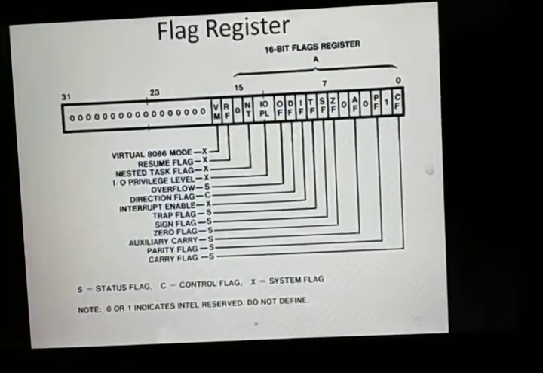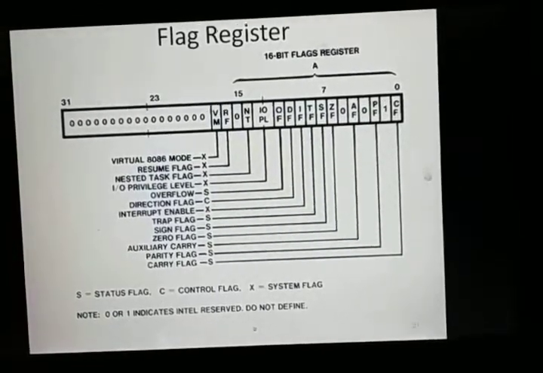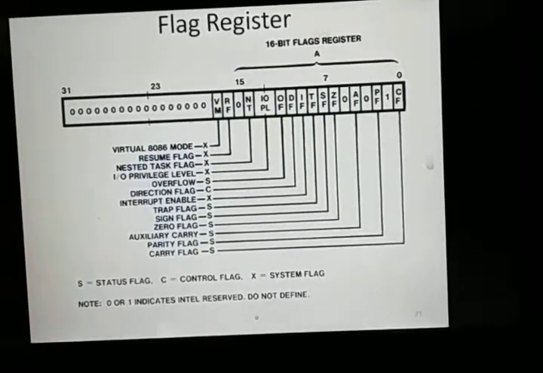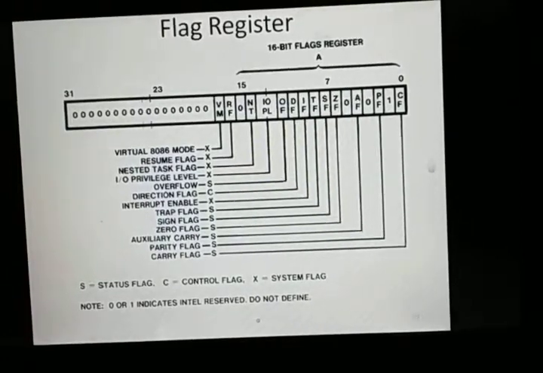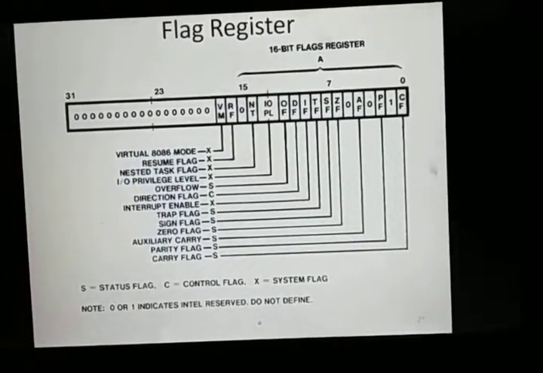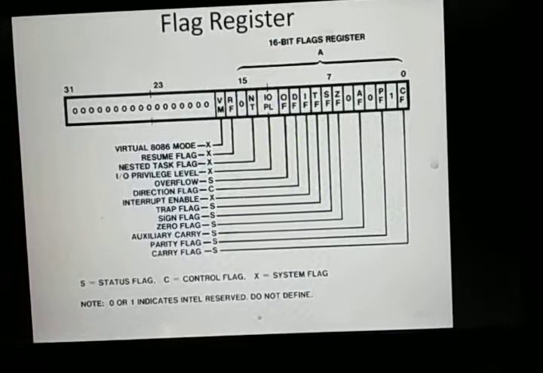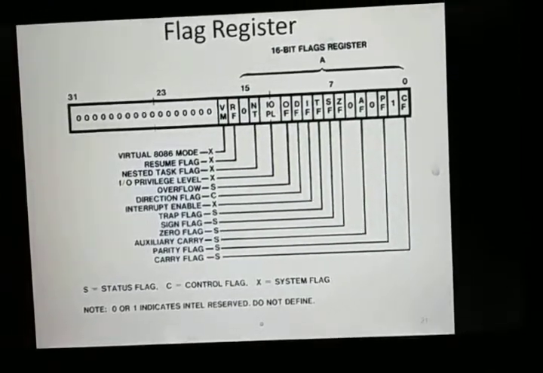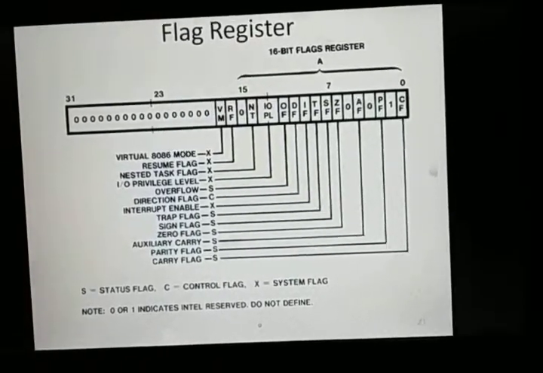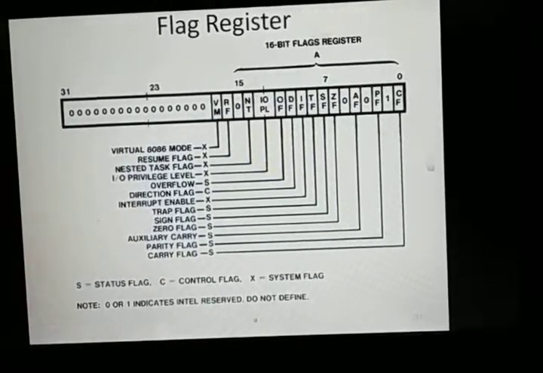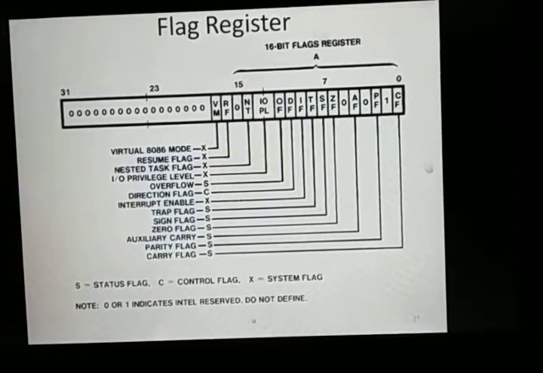IOPL, input output privilege level field. This bit is basically used for the protection of input output instructions, because input output instruction is a privileged instruction. We cannot use this instruction without checking the IOPL field. So if the IOPL field is greater than the current privilege level field, in that case we cannot execute the input output instruction. But if your IOPL field is less than the current privilege level field, in that case we can use the input output instruction. So this is your IOPL field.